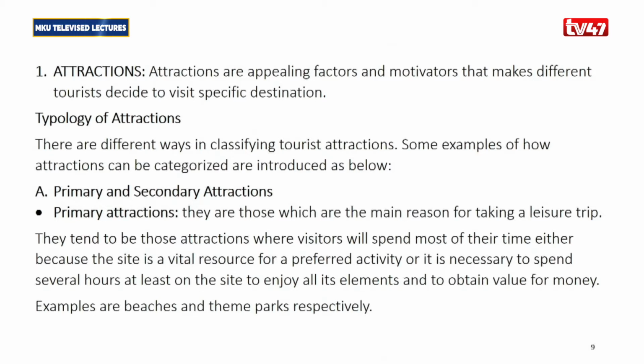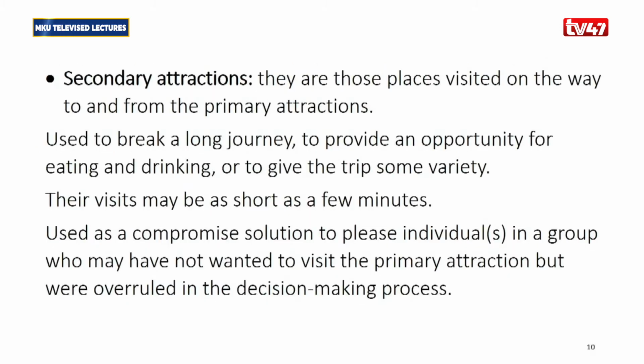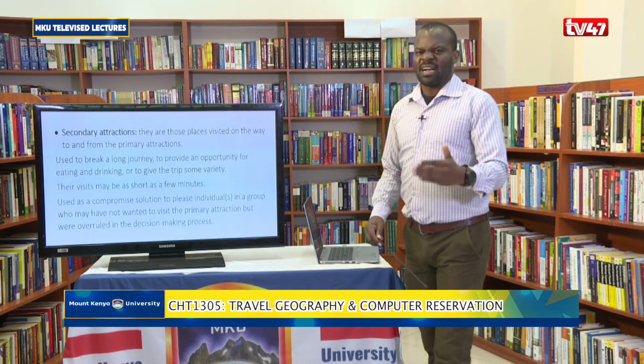So talk about the primary attraction. And then we have secondary. Secondary attractions are places that are normally visited on the way to the primary attraction, meaning these are not the core attraction that makes a person travel. However, as the person goes to see the primary attraction, this person might encounter other attractions on the way. So these are called secondary attractions. One aspect about secondary attractions, sometimes they are advantageous simply because they help give a break while this person is on the journey to the main attraction.